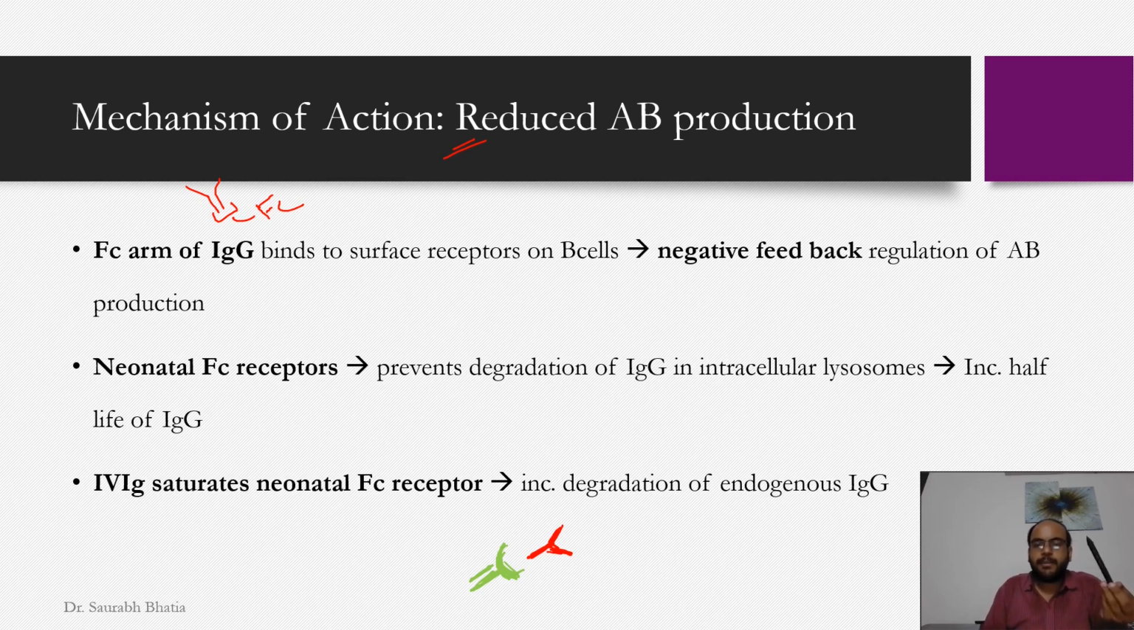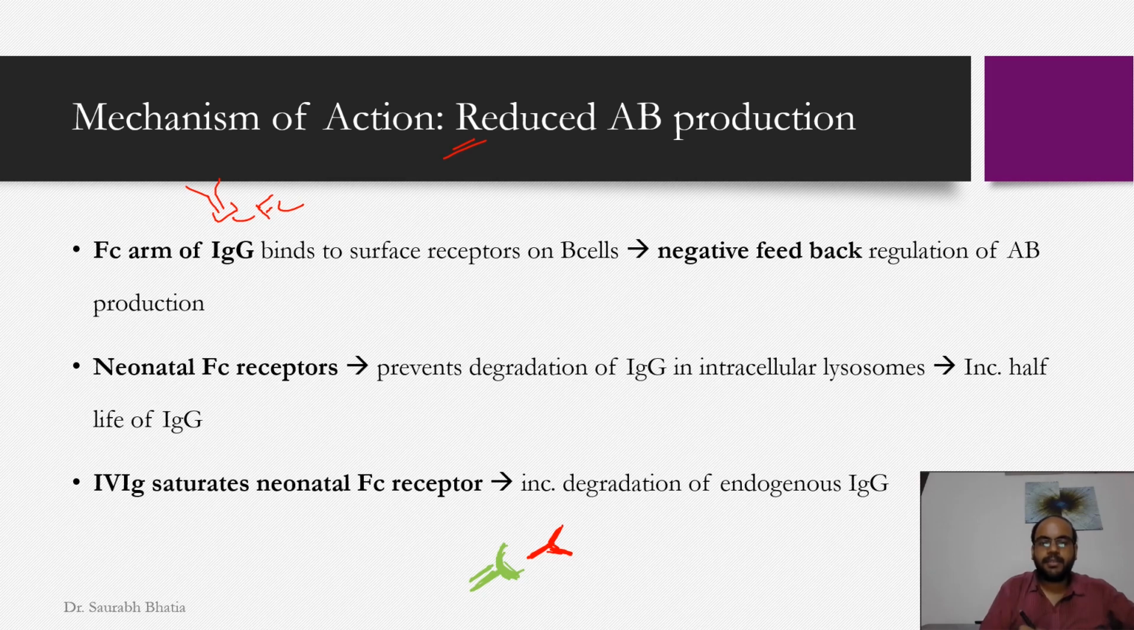So neonatal Fc receptors are responsible for preventing the degradation of IgG. There's a huge mechanism involved. You have endoplasmic reticulum mediated damage of IgG, and the Fc receptor blocks that damage, blocks the lysosome from destroying the IgG. What happens is if you give intravenous immunoglobulins, they will attach themselves to the neonatal Fc receptor instead of the body's immunoglobulins. And the body's immunoglobulins will not be able to attach to the Fc receptor, and they will be degraded by the cells. So that is how the IVIg is decreasing the formation.